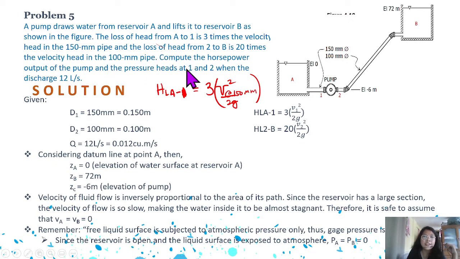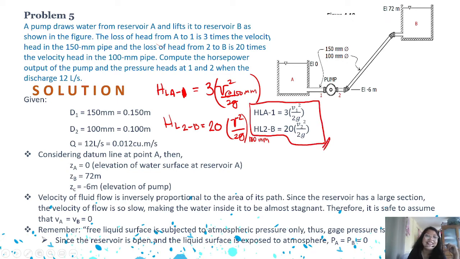And then, the loss of head, ayan, may pangalawa. And then, the loss of head from 2 to B is 20 times the velocity head of the 100 mm pipe. Ito na pala. Oh, ang galing ko. Oh, nakikita nyo na sa kanan. Okay? So, ayan, in formula form or mathematical equation, HLA to 1 is 3 times the velocity head. And then HL2 to B is 20 times the velocity head of the 100 mm pipe.